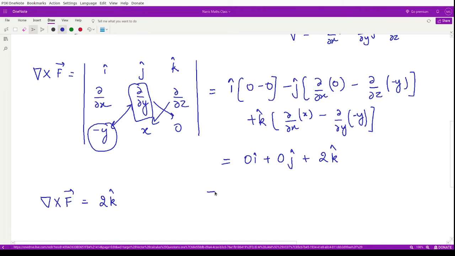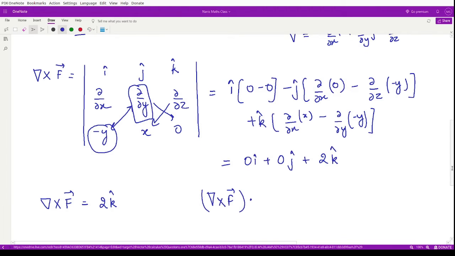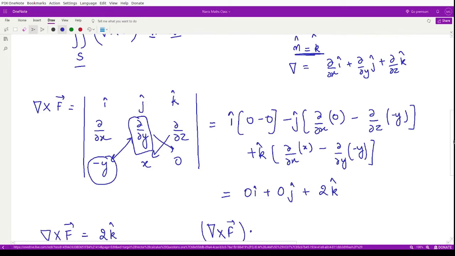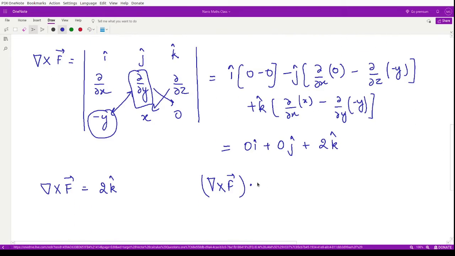Now we are to apply the dot product of this vector with the vector n. Remember here what is n? n is k. So we'll be taking del cross vector f dot with vector k. So what is its value? It is 2k cap dot with k cap. Now they both are unit vectors and they are in the same direction.